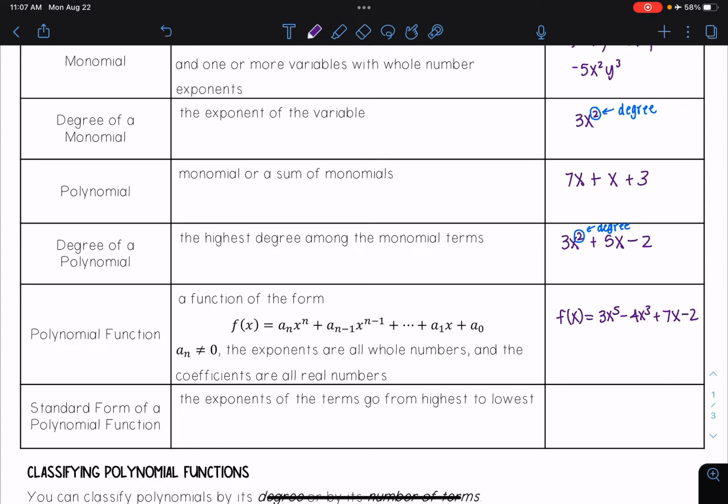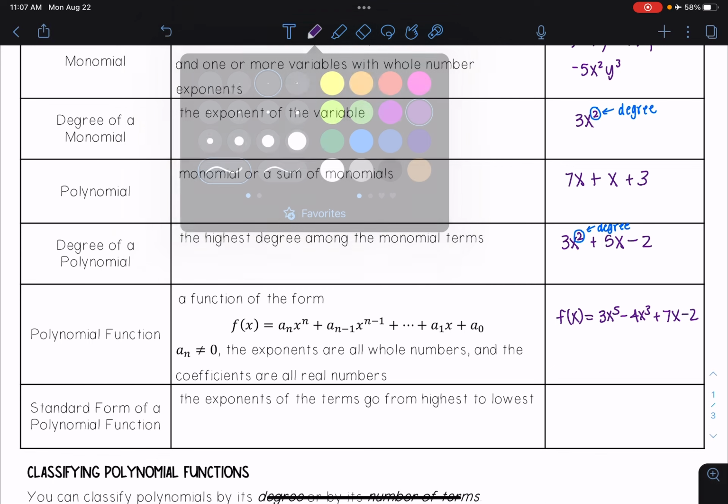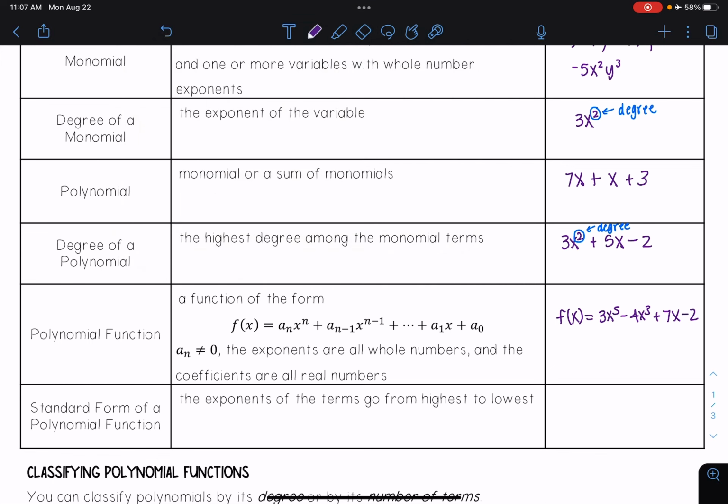And the standard form of a polynomial function is when the exponents of the terms go from highest to lowest. And so an example here would be f of x equals 3x to the fourth minus 2x squared plus 7. You notice that my exponents of the monomials are going from highest, 4, to lowest, 2, and then 0.